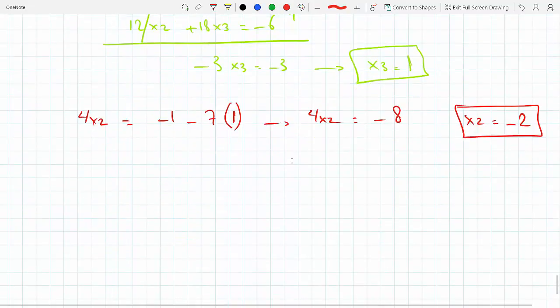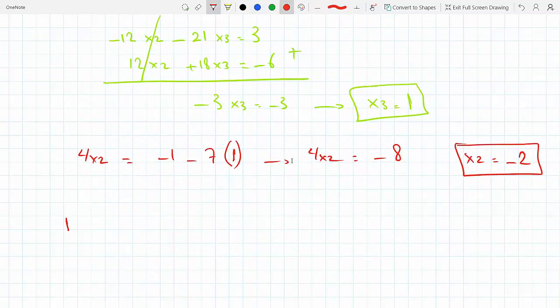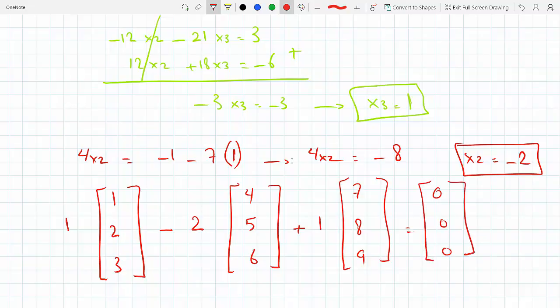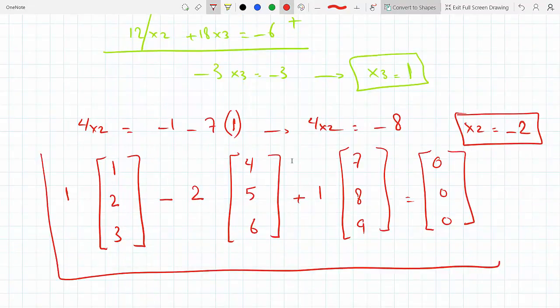So therefore one of the combinations that gives me a 0 vector is x1 being 1 times the first vector (1, 2, 3), minus 2, x2 is minus 2, times (4, 5, 6), and then x3 is plus 1 times (7, 8, 9), and this is guaranteed to give me a 0 vector.